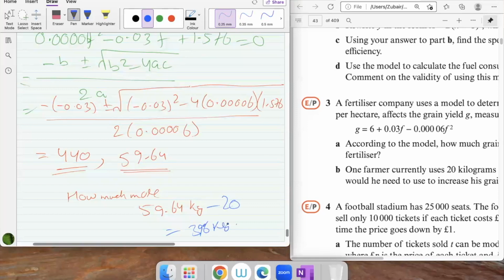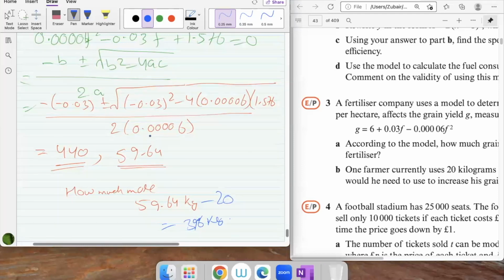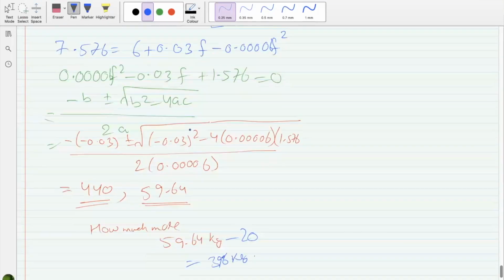Is this clear? So you subtracted 20, given by F, right? 59.64 subtract 20, then you get the amount you need to increase by 1 ton per hectare. Yes, we subtracted that amount.